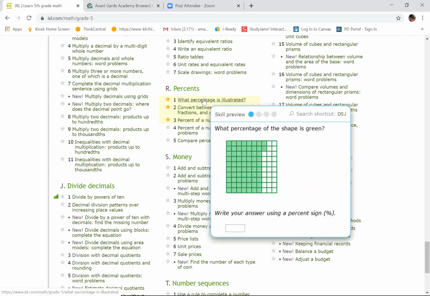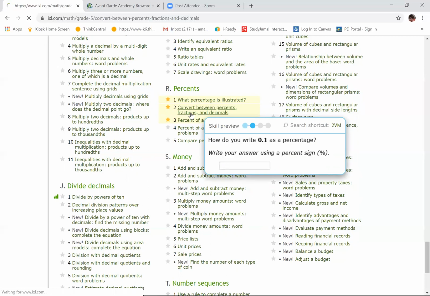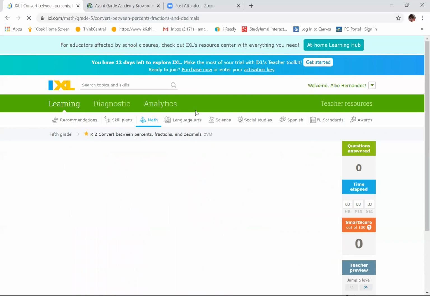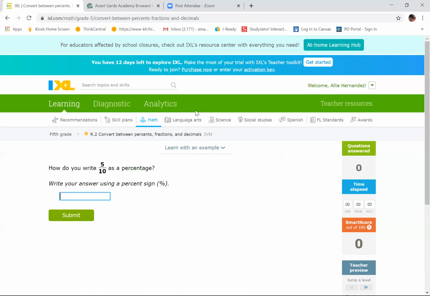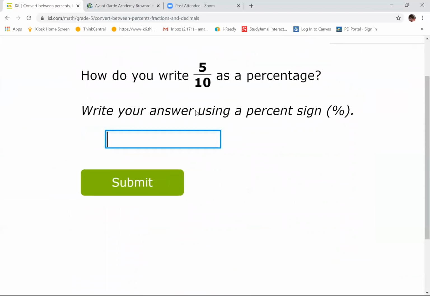So it says what percent is illustrated. We just did those together. Right now, we're going to convert between percents, fractions, and decimals. So keep that piece of paper with you. The reason why I want you to have that piece of paper is I want you to be able to show your thinking. I want you to be able to show mom and dad what you've been working on. Plus, some of these problems require more than one simple step, and I want you to show that step. All right, let me grab my pencil here.